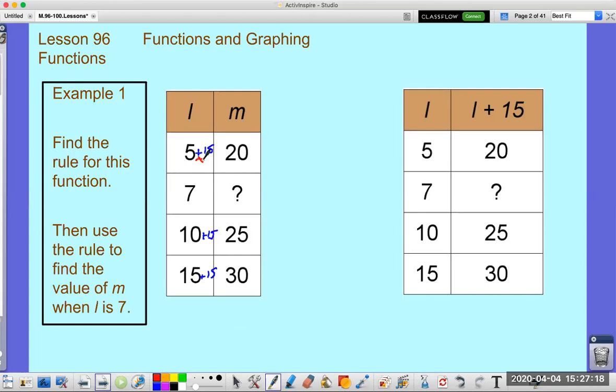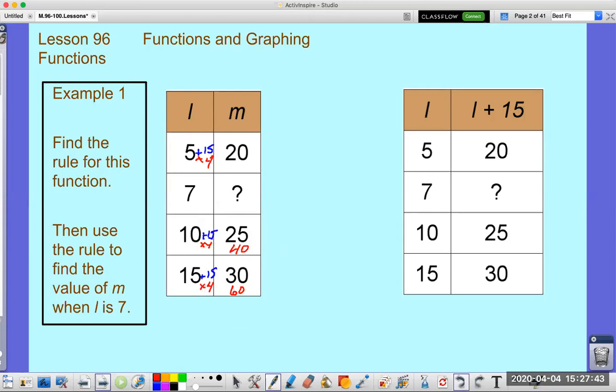Well, I could have multiplied by 4 to get 20, but does it work here? Multiplied by 4? No, that equals 40. And if I multiplied this one by 4, that would end up being 60, so that won't work either. So because of that, you can't use 4. It might work here, but it has to also work down there, so we can't use 4.